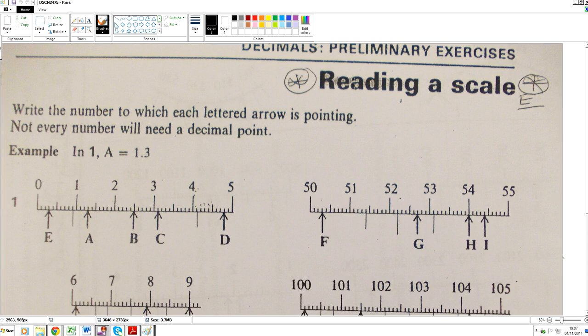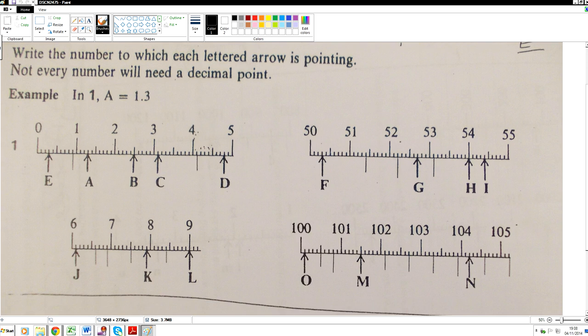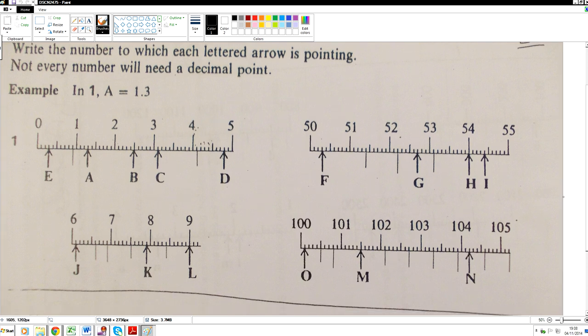We're looking at reading a scale today with my students. This is the worksheet that we have at the moment. Let's move it up a bit. Okay, here we go. In order for us to read a scale, we first of all need to calibrate the scale. We need to know what each little line stands for.